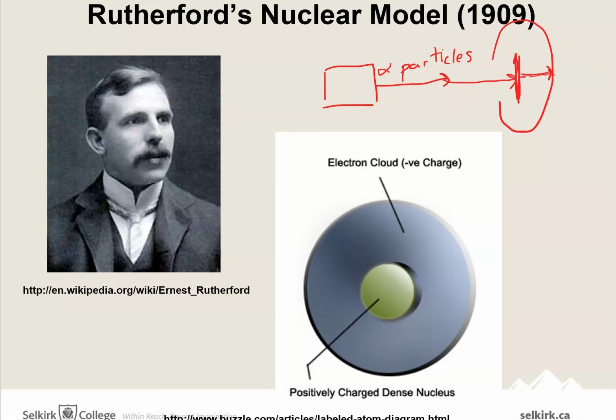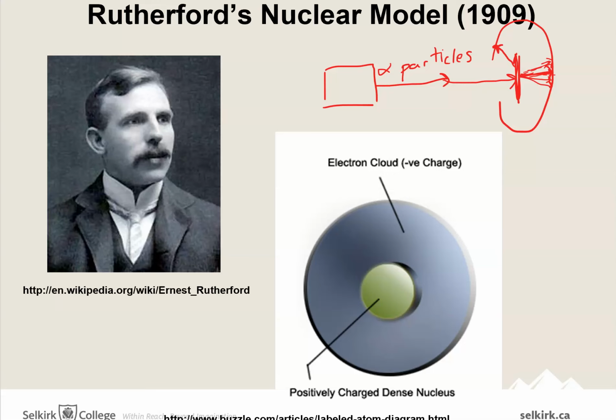What he saw is that the most bright spots were straight through. Most of the alpha particles went straight through. Some were deflected a little bit. Large majority not deflected much at all. But every once in a while, he saw a bright spot on the backside of the foil, and that's what took him by surprise. He said it was as if he had launched a torpedo at a piece of tissue paper and it bounced back at him.